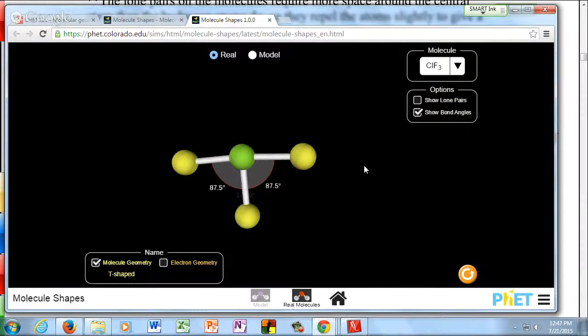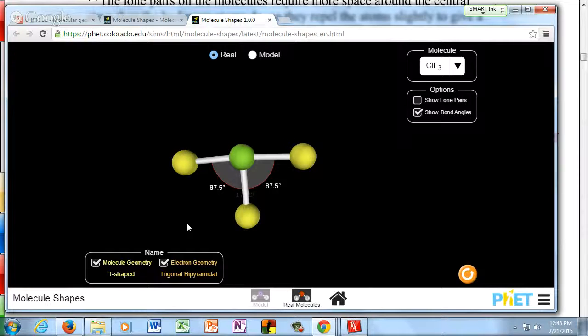And once again, we've got a little bit of a change in bond angle from 90. That would be the ideal structure. Those lone pairs push that down a little bit, and so that gets us a T-shaped structure. The electron geometry is still called trigonal bipyramidal.